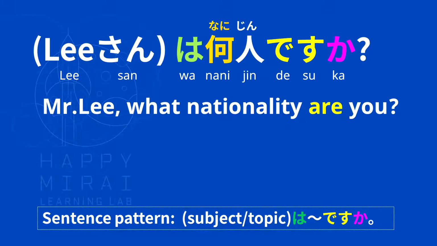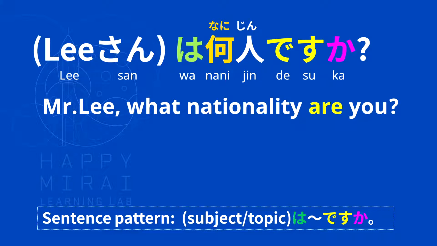Alright, so let's look at a very basic sentence. リーさんは何人ですか? Our topic, our subject is リーさん, Mr. Lee or Miss Lee, さん. So what nationality are you? If you ask someone what nationality are you, you can use the family name plus さん. リーさんは, 山田さんは, 張さんは何人ですか?